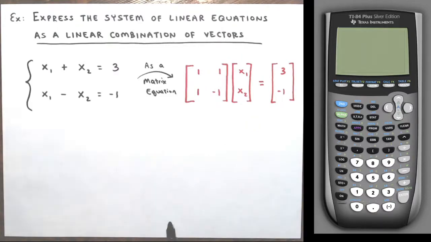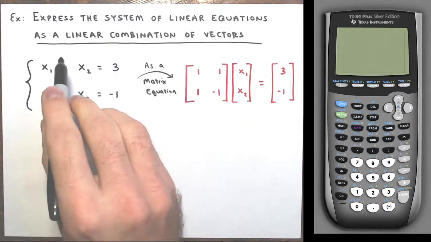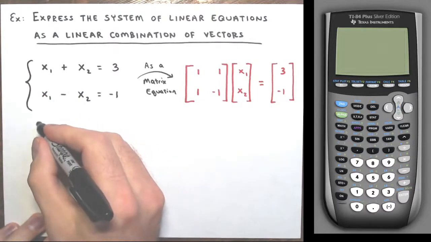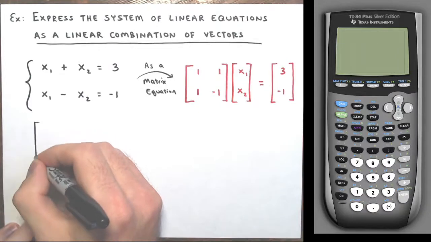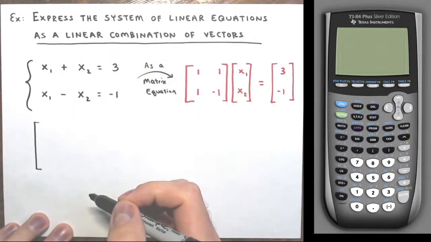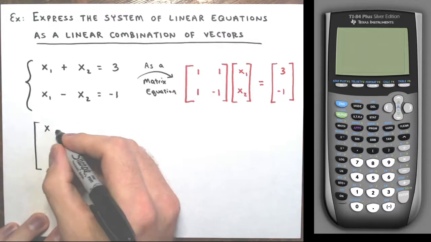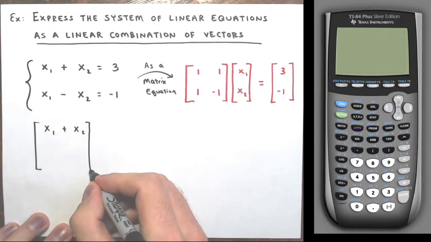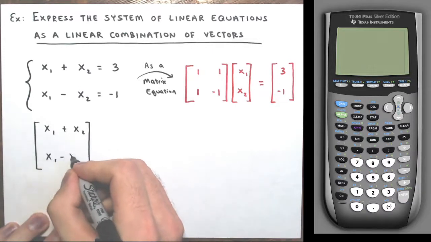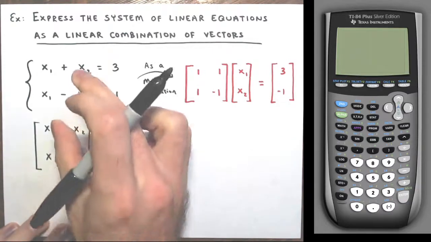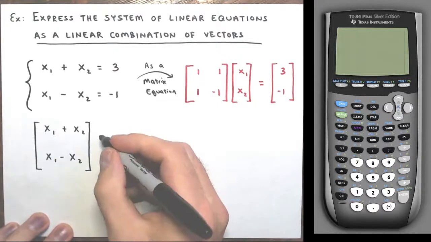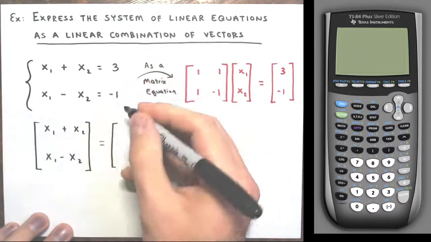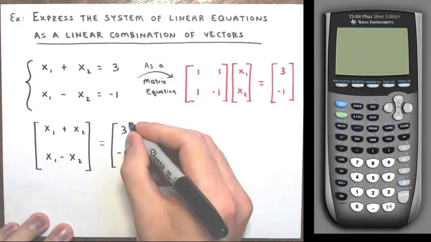But what we're asked to do here is express the system as a linear combination of vectors. So again, we're going to think of the left side and right side as 2 by 1 matrices. On the left side, x1 plus x2 and x1 minus x2 are the components of the 2 by 1 matrix, and that should be equal to the 2 by 1 matrix on the right side with components 3 and negative 1.